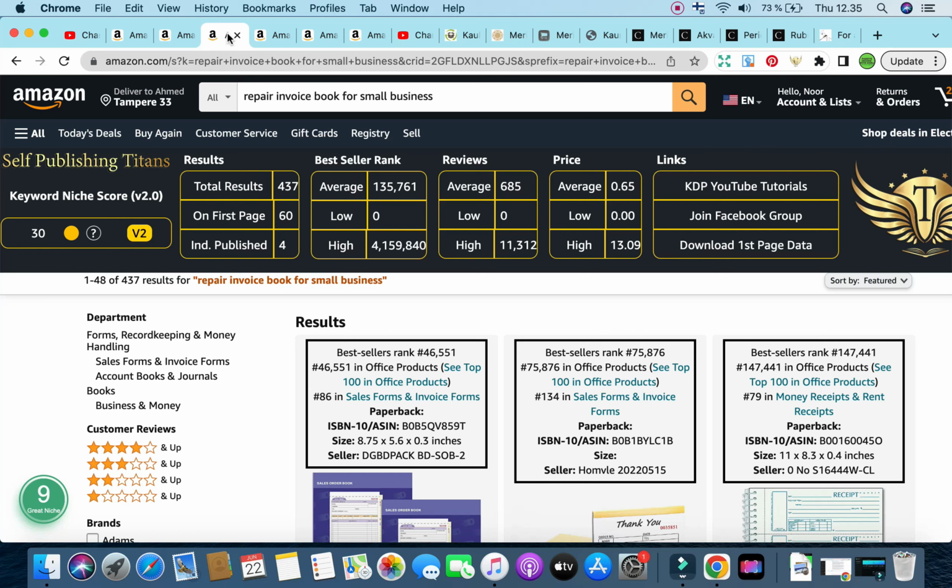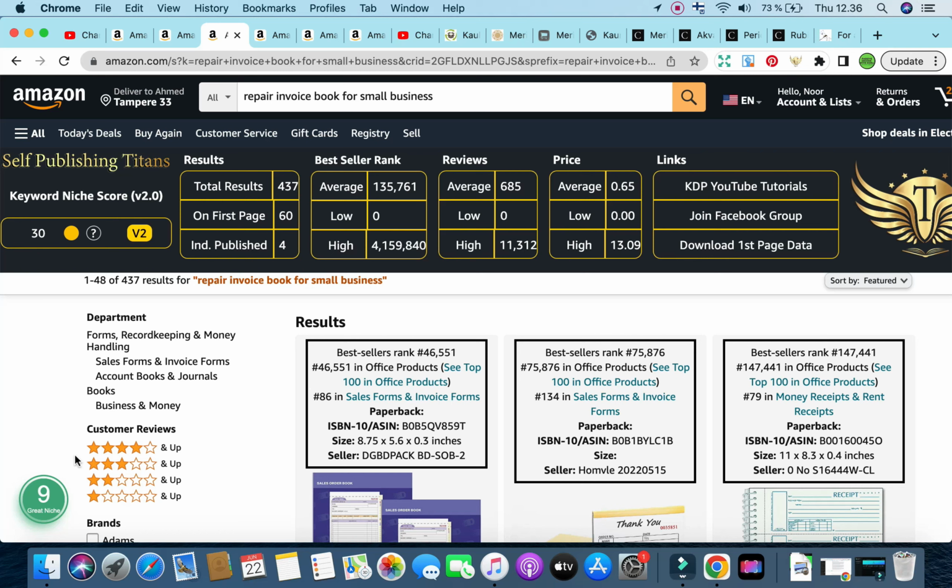All the other indicators by Self-Publishing Titans indicate that it is quite a profitable keyword as well. First of all, total results are under 1,000. Average bestseller rank is under 300,000, which is ideal. And also, we do have a confirmation by the Amazon Scout Pro Chrome extension, which gives us a keyword score of 9, the highest that you can get, a green light right here, categorizing this keyword as a great niche.